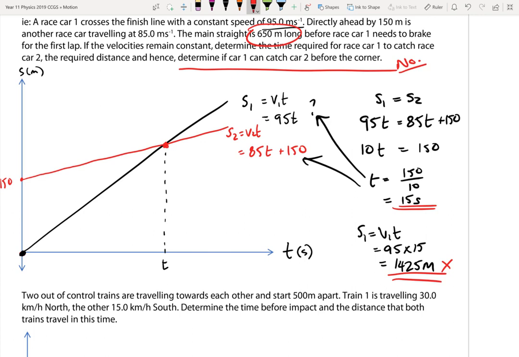Now, there is another solution. You could also do a relative velocity question. This was a very similar question.